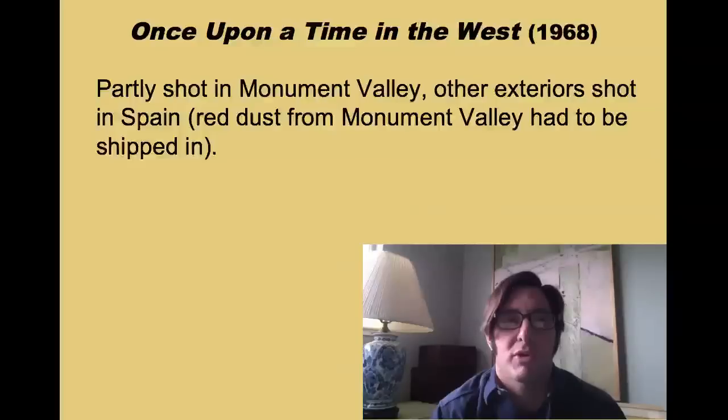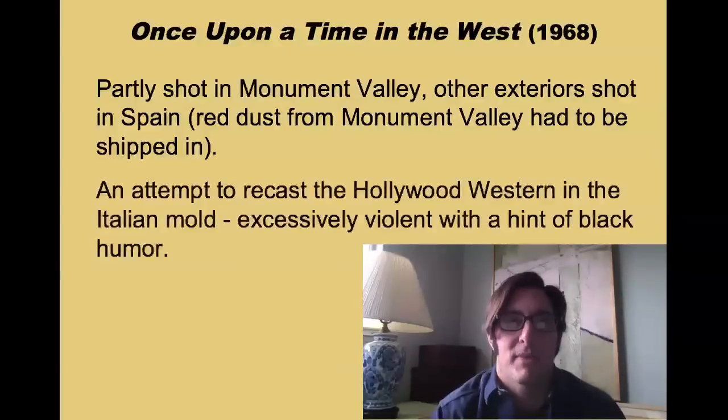The other exteriors were all shot in Spain, which doesn't have the same colored dirt, so they had to bring in some of that red radioactive dust from Monument Valley. They had to bring that in and cover the characters with it to make it look like everything was shot in the same place. So this is an attempt to recast the Hollywood Western in the Italian mold.